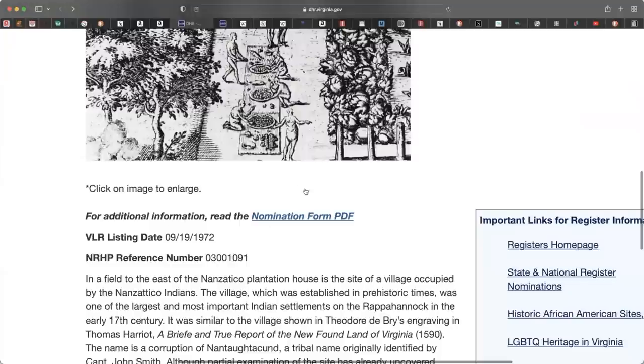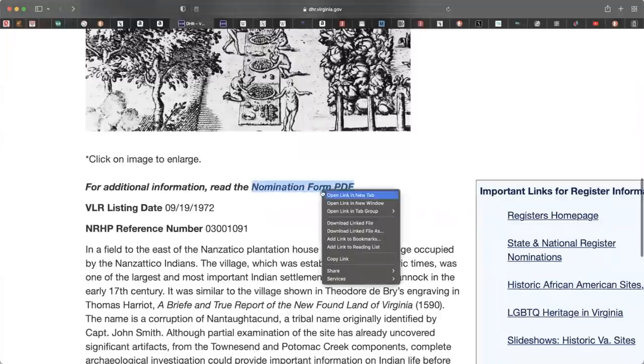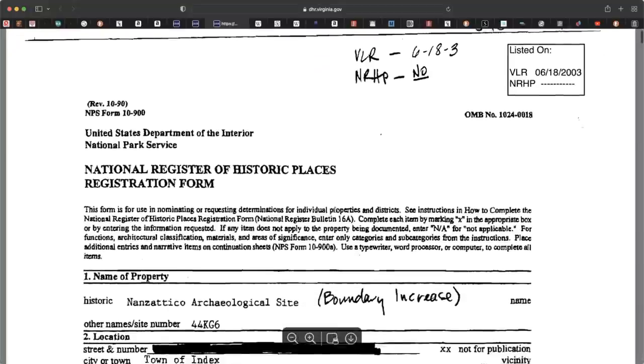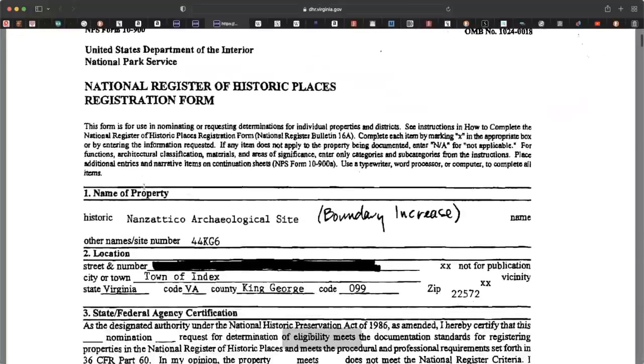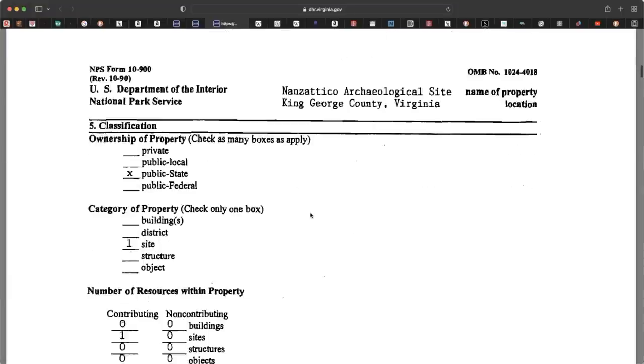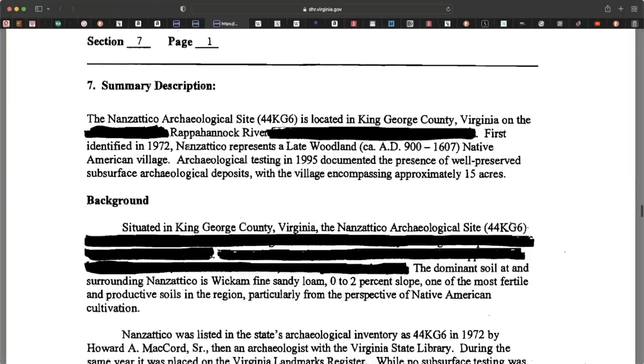So when we go to this link right here where it says nomination form PDF, we go to it and it's this government document that has a lot of things crossed out, all right? But what I want to show is the same thing we just read, more detailed. So the Nanzatico archaeological site is located in King George County, Virginia, on the, and they crossed that out, not sure why, Rappahannock River, right?